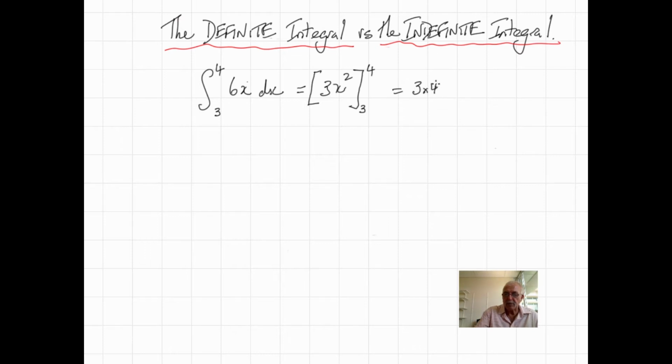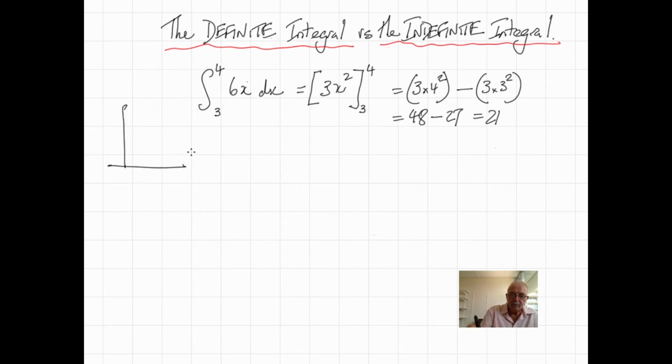Now it is a matter of substituting in the 4 value first. So it'll be 3 times 4 squared, and it's always minus, and we put in the lower bound. So we've got 3 times 3 squared. 48 minus 9 times 3, 27, and we get 21.